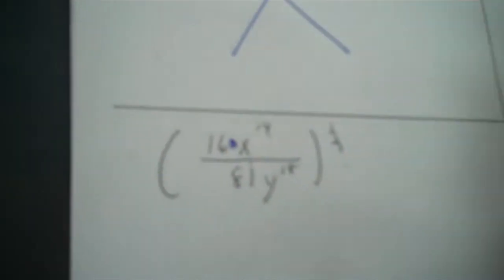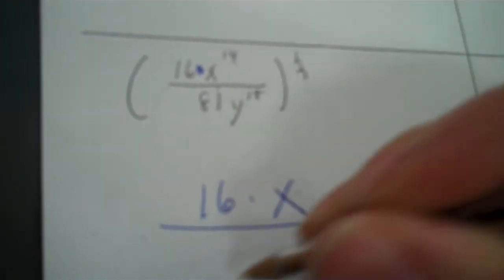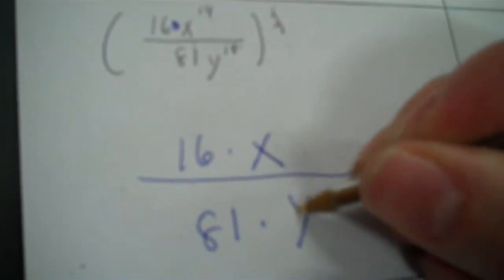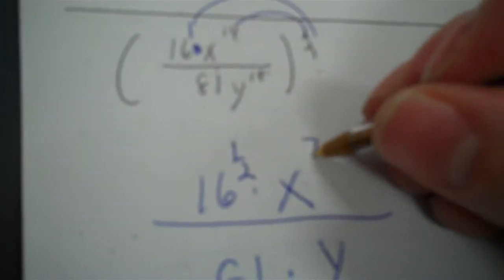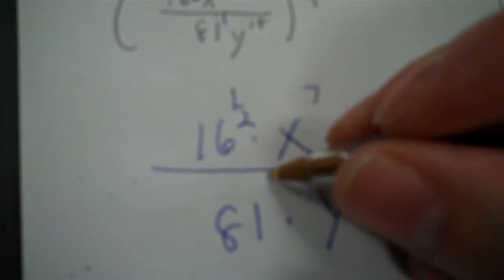Okay, base is on top. You got 16 times x, and then on bottom you got 81 times y. So 1 times 1/2 is 1/2. 14 times 1/2 is 7 whole. On 81, 1 times 1/2 is 1/2, and then 18 times 1/2 is 9 whole.